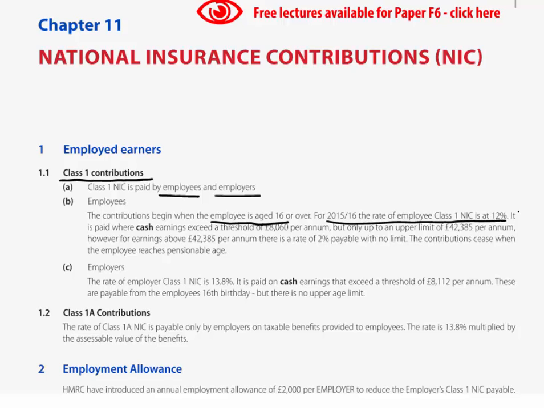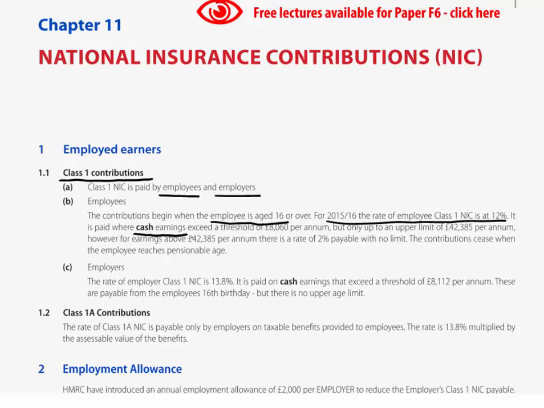Of course, these rates will be given to you on your rates and allowances page, so you won't have to memorise them. I think by the time you come to do the exam, you will know them without reference to those pages. But your main rate is 12%. This level of Class 1 NIC is payable in relation to cash earnings.